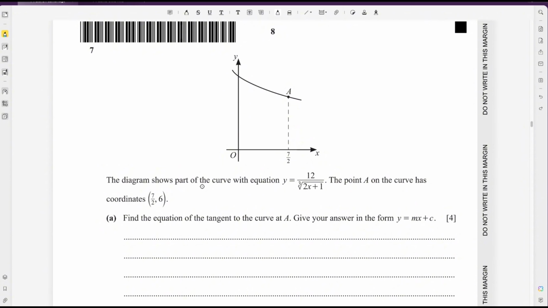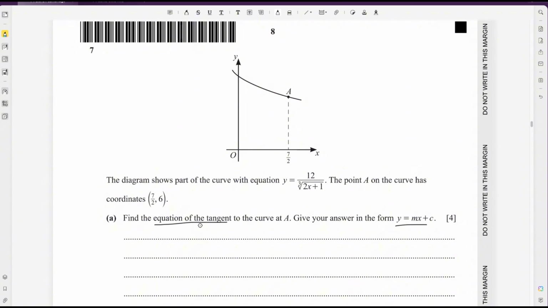The diagram shows part of the curve with the equation y equals 12 over the cube root of 2x plus 1. The point A on the curve has coordinates 7 over 2 and 6. First part, find the equation of the tangent to the curve at A. Give your answer in the form y equals mx plus c.